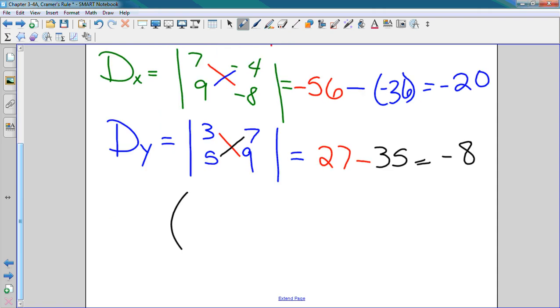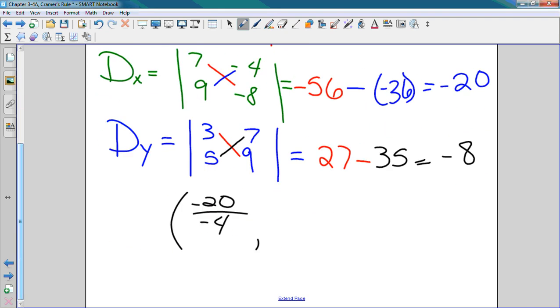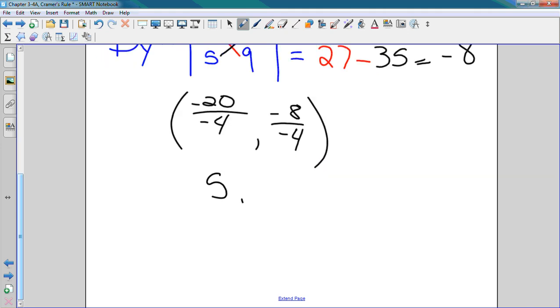Okay, so what's dx? Negative 20. What's d? Negative 4. Negative 8. Negative 4. And then just reduce. I have 5. That's my intersection point, 5, 2. If you did elimination or substitution, like we did, or graphing, you'd come up with the same answer. It's just another way to kill a deer.